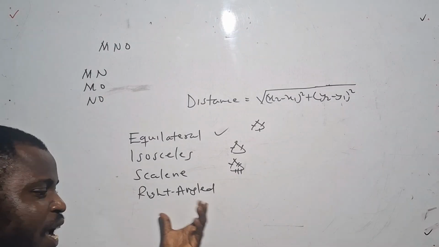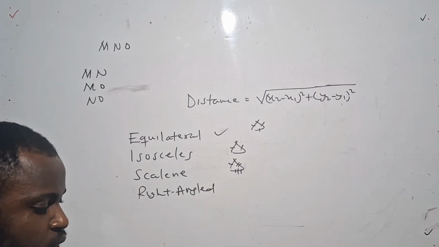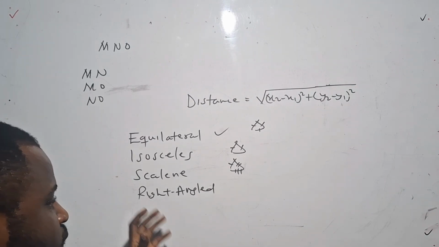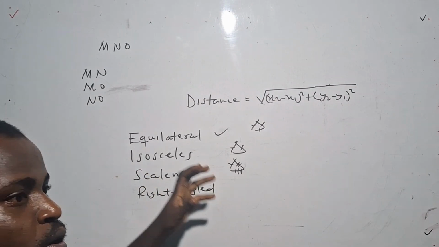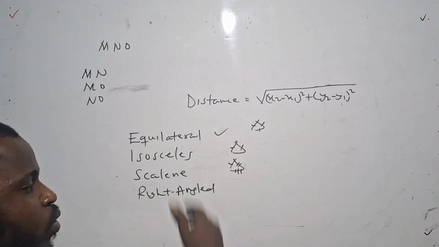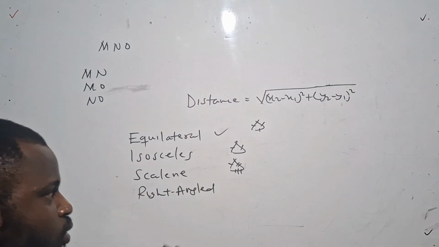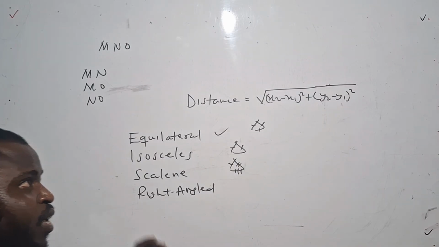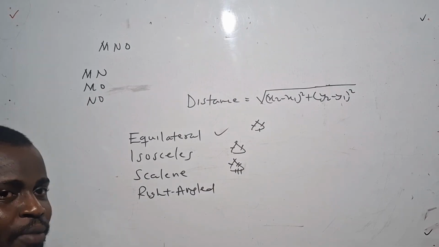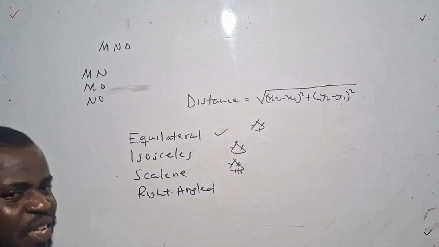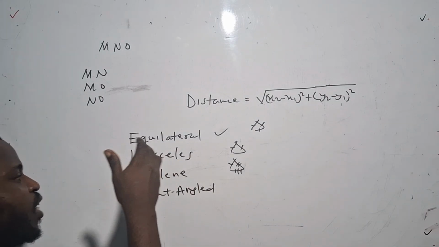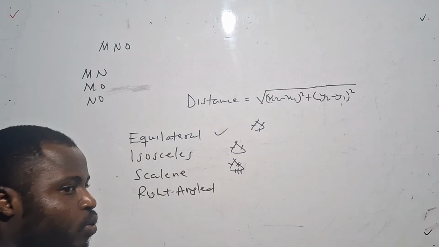And if the three sides form a Pythagoras triple, then it means this is a right angle triangle. We are going to take questions on all of that. When coordinates have been provided for you to determine the type of triangle using the distance formula, your answers will determine whether it is equilateral, isosceles, scalene, or right angle triangle.